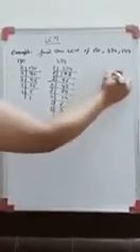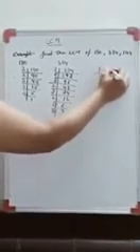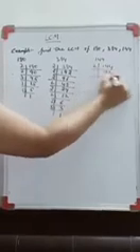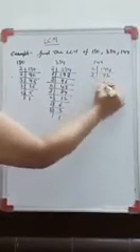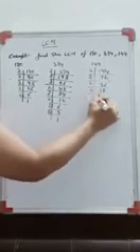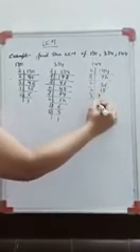Next we will do the prime factorization of 144, right? 2 72s are 144, 2 36s are 72, 2 18s are 36, 2 9s are 18, 3 3s are 9 and 3 1s are 3, right?